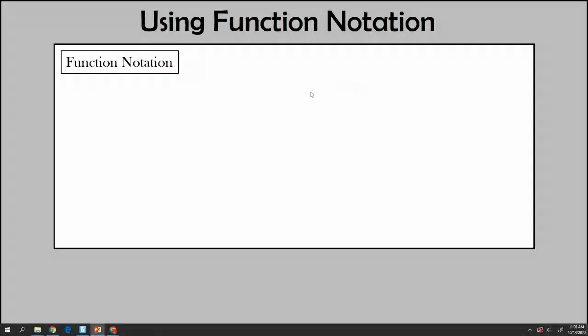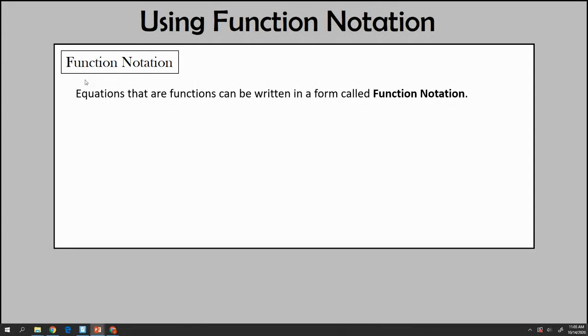All right. So function notation is when you're given an equation that represents a function. We can write it in a form that's called function notation. Function notation is a way of writing an equation in a special way so that we all know that the equation itself represents a function.